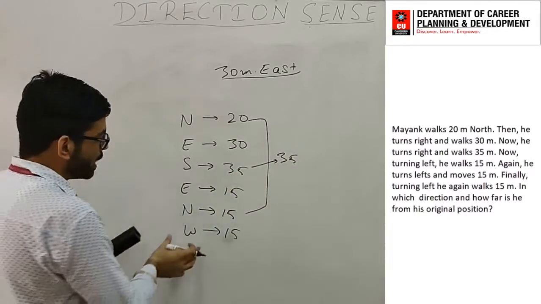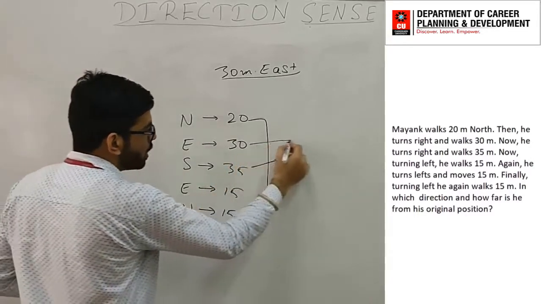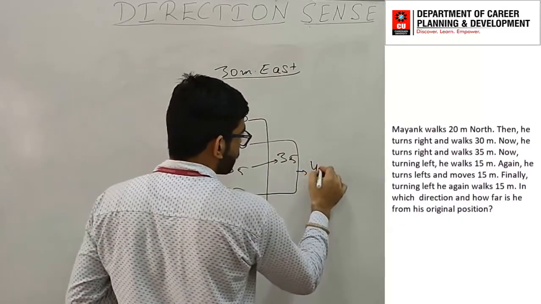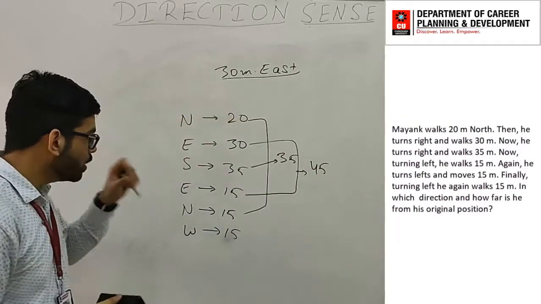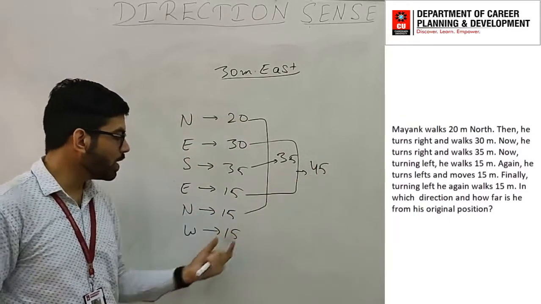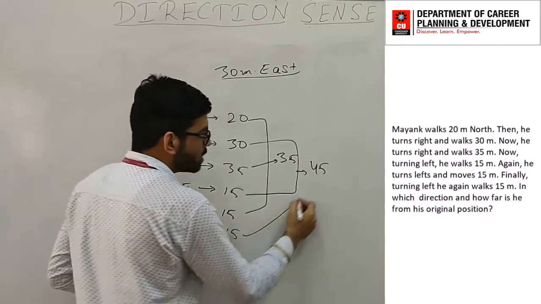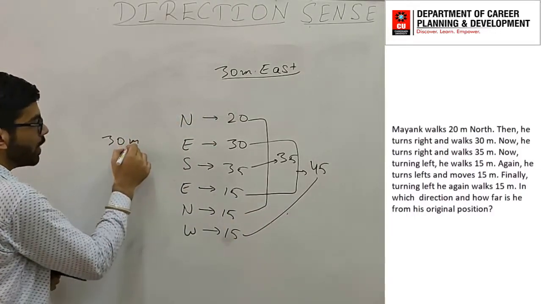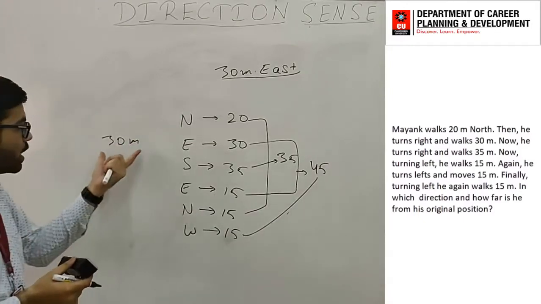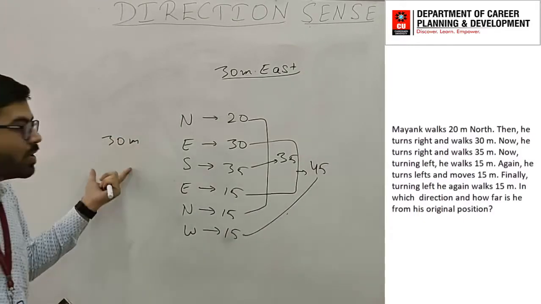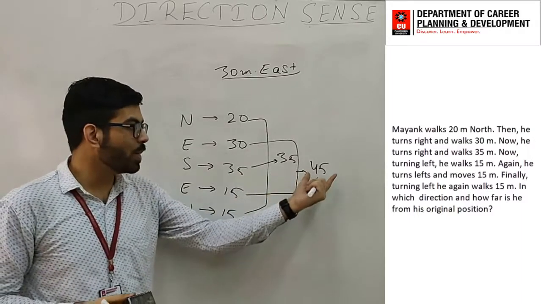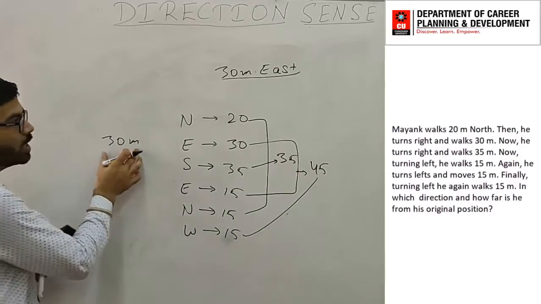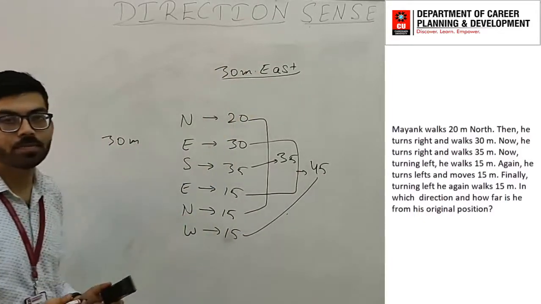Move to the next part. Next part is east and east. So 35 plus 15, the value comes out to be 45. So in east direction the value is 45, west direction the value is 15, and the subtraction between these two comes out to be 30 meter. That means from final to initial position the distance was 30 meter, and the direction will be the one which contains the maximum value. Maximum value is contained by east direction, which is 45. So the answer will be 30 meter east.